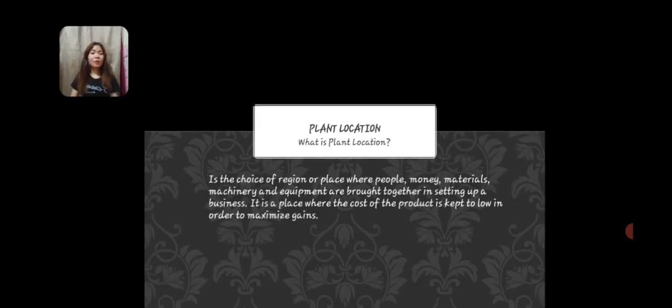Next. So, we proceed to plant location. So, what is the plant location? Plant location is the choice of region or place where people, money, materials, machinery, and equipment are brought together and setting up the business. It is a place where the cost of the product is kept low in order to maximize gains. So, dito tayo mamimili kung saang lugar. Saan maraming tao, saan malapit yung machinery, yung mga equipment ang kunin mo.